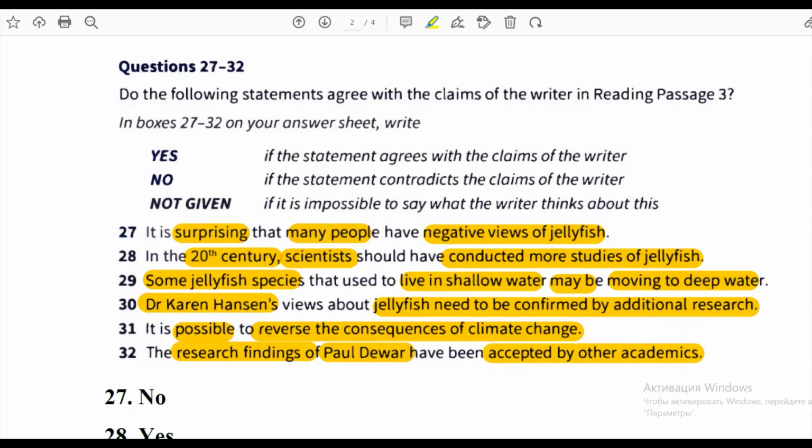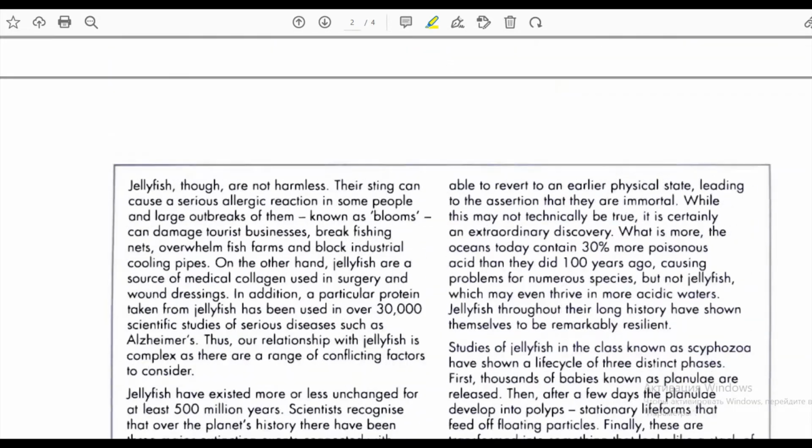27. It's surprising that many people have negative views of jellyfish. Here it is, highlighted word: surprising. Whether the writer, the author, is surprised that the majority of people have negative views of jellyfish. So locate the negative views about jellyfish in the first sentence of the passage. Is the writer surprised? Let's see.